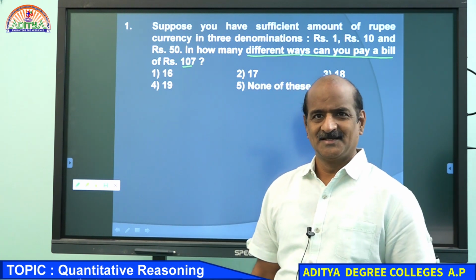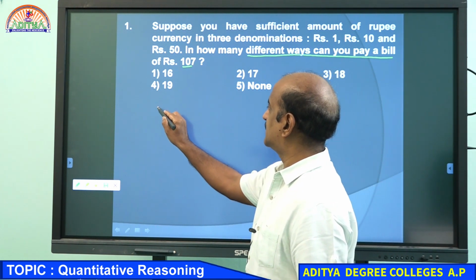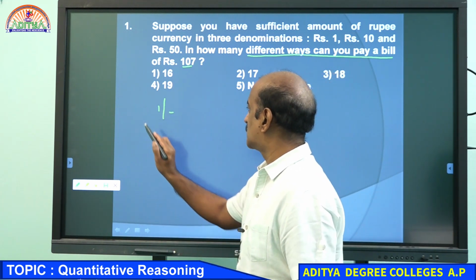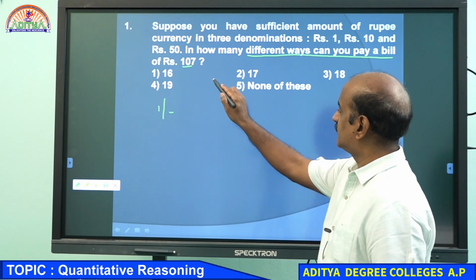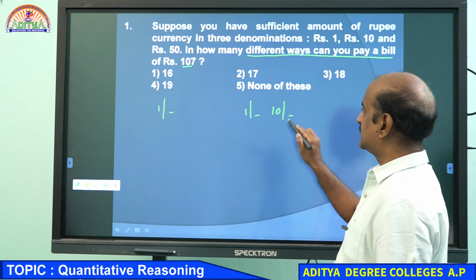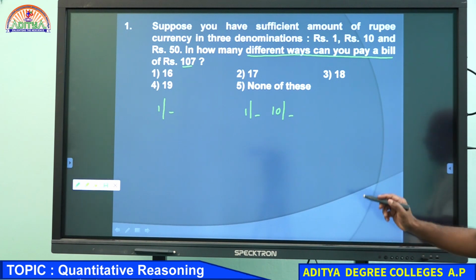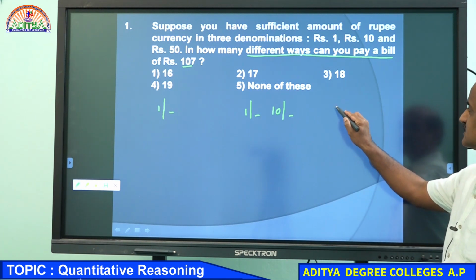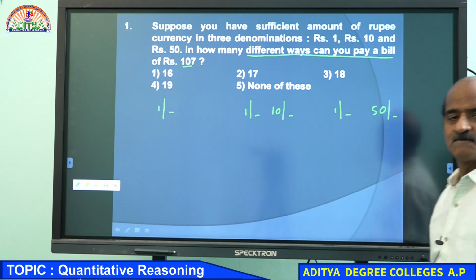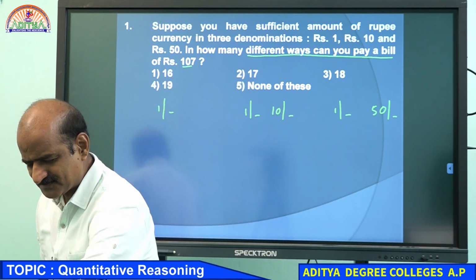Please go ahead. Students, I just want to give you a clue. If you want to pay a bill of 107 rupees, you can pay the bill with all 1 rupee notes. I think you understand this. This is model number 1. You can also pay a bill of 107 rupees with a combination of 1 rupee and 10 rupee notes. I hope you understand what I mean. And you can pay a bill of 107 with a combination of 1 rupee and 50 rupee notes. What do you think? Come on students, please give a try, let me see what is your answer.